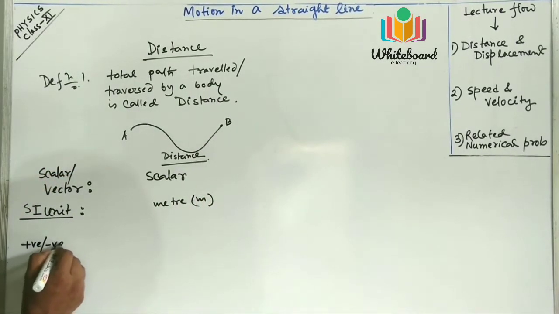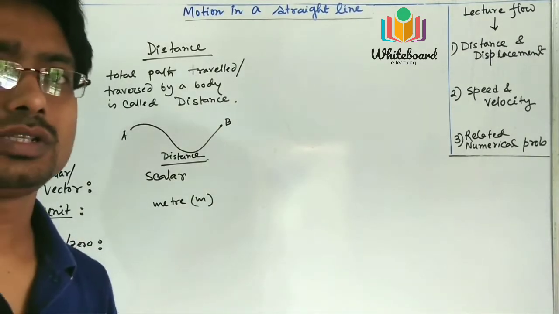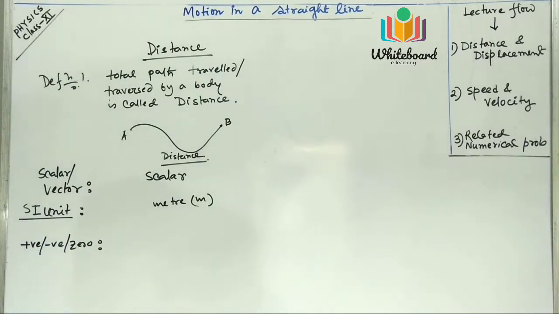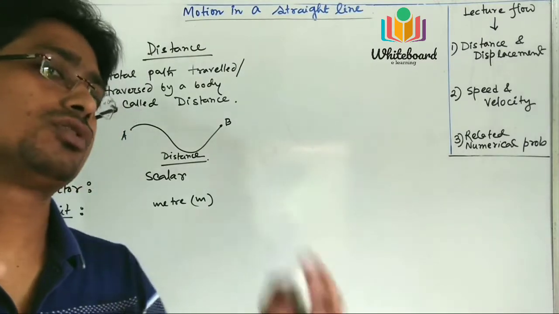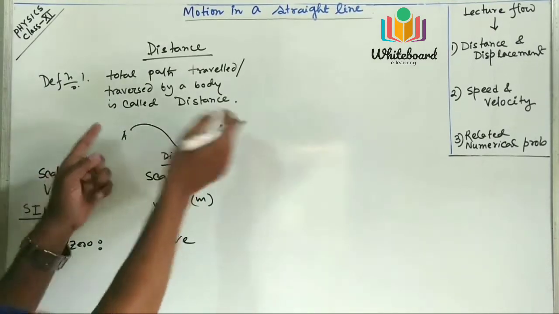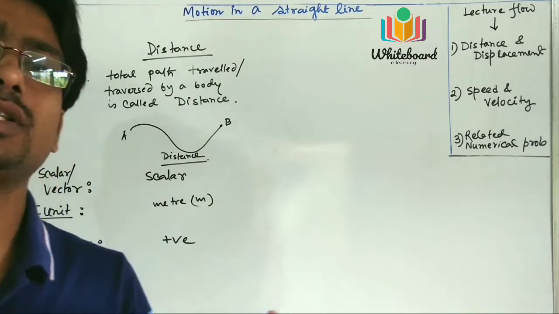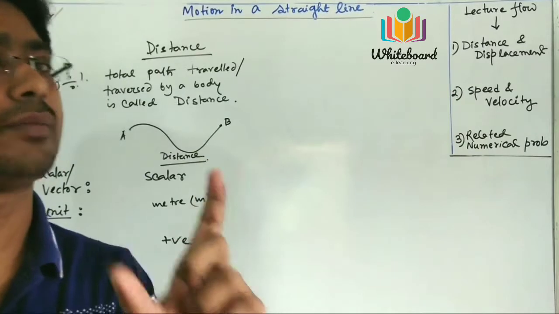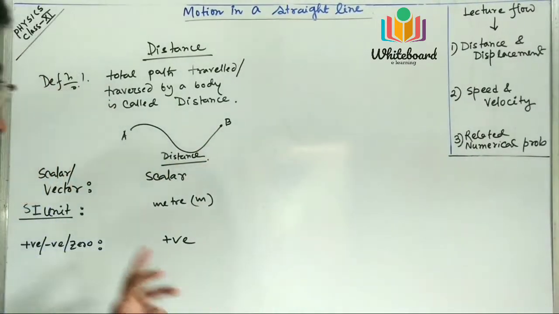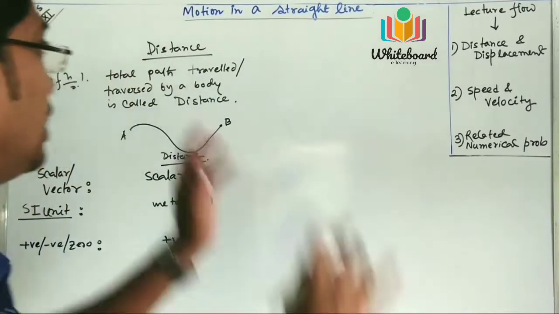Positive, negative or zero? Distance must be positive. It always has some value, so when you take the measurement, it will always be positive. It will not be zero, because some path is always traveled. If you want to measure distance, the body has traveled, so some path will obviously be there. So it will not be zero and not be negative. Side by side we will compare displacement also.